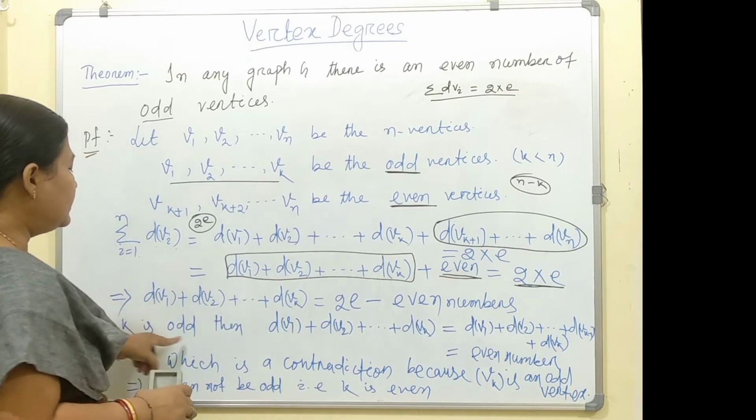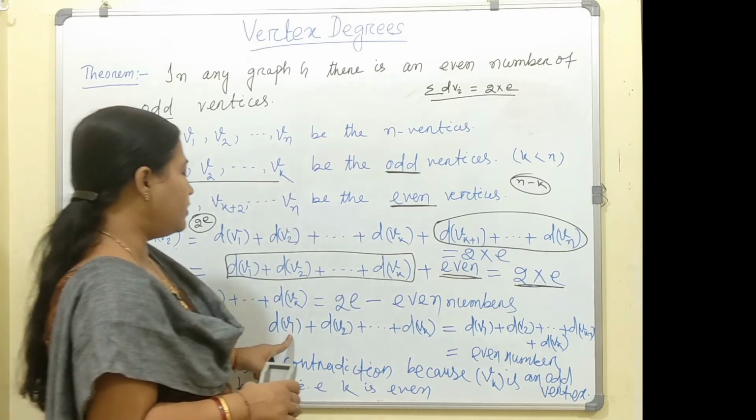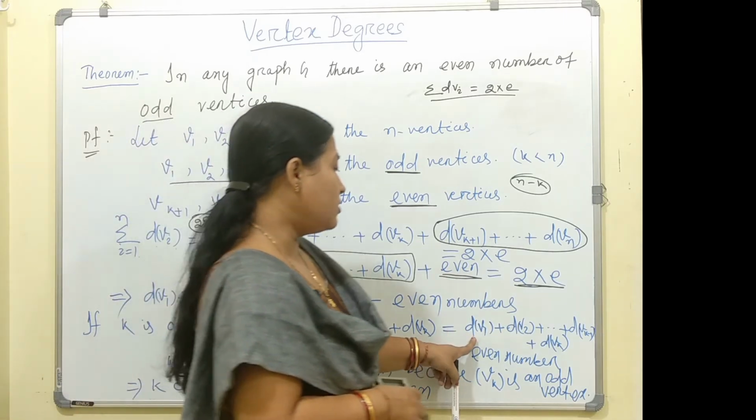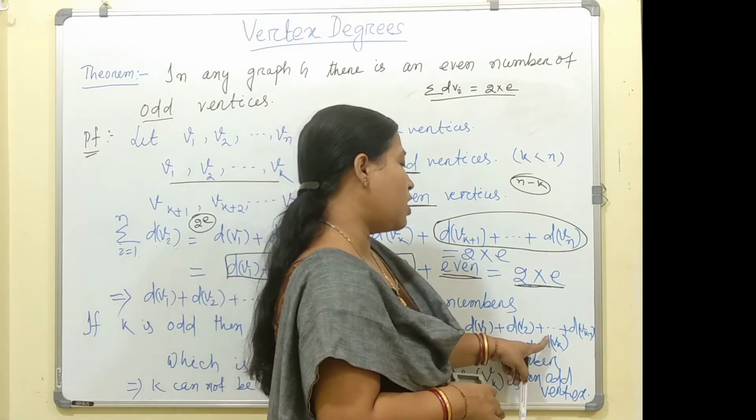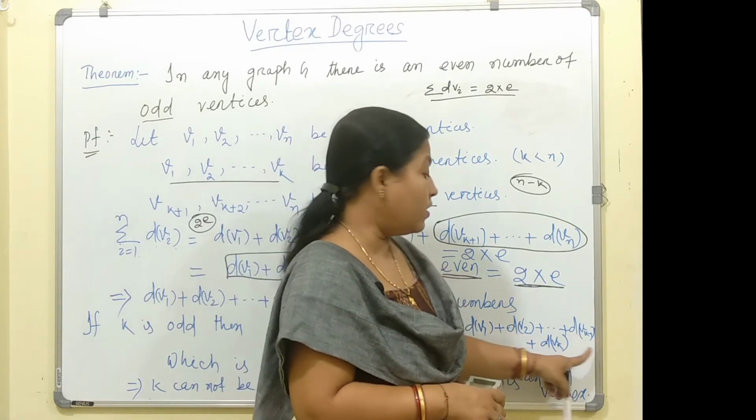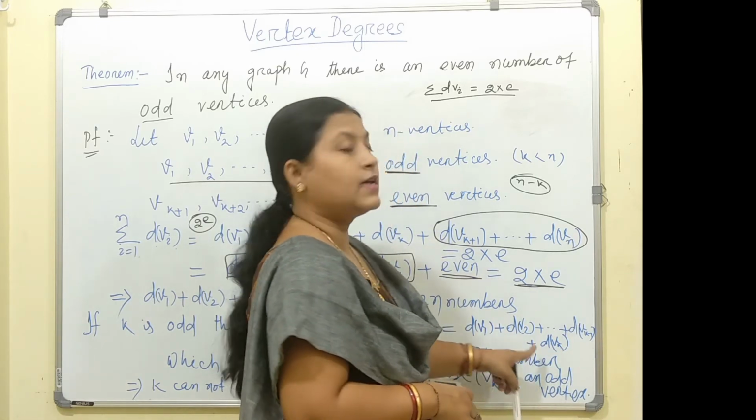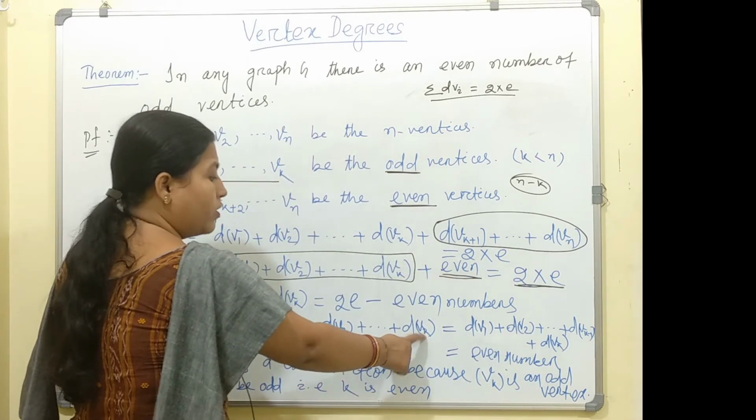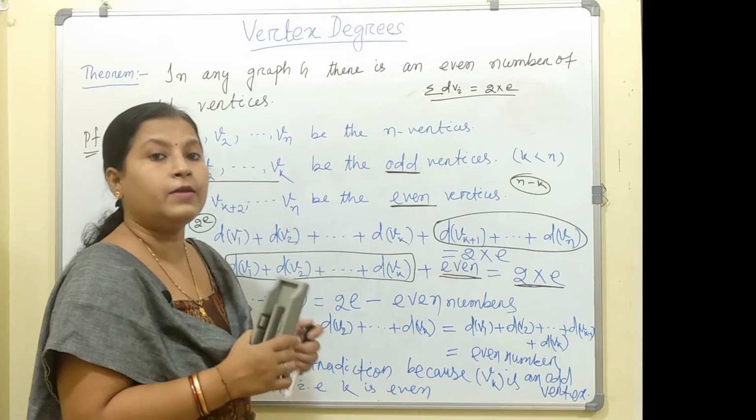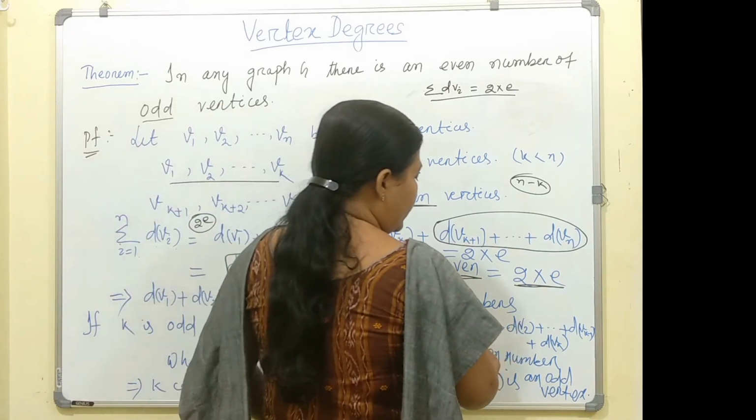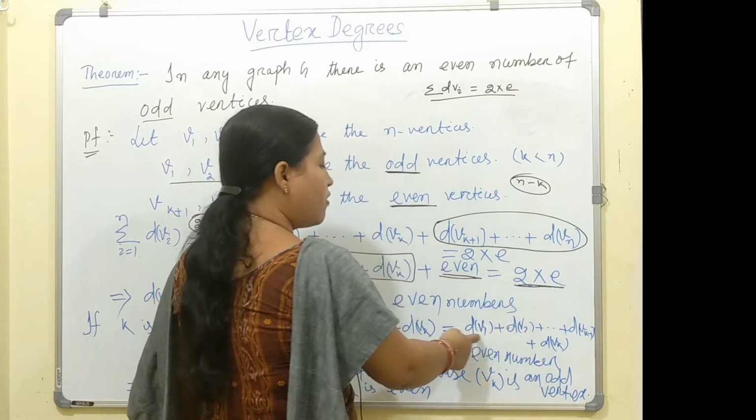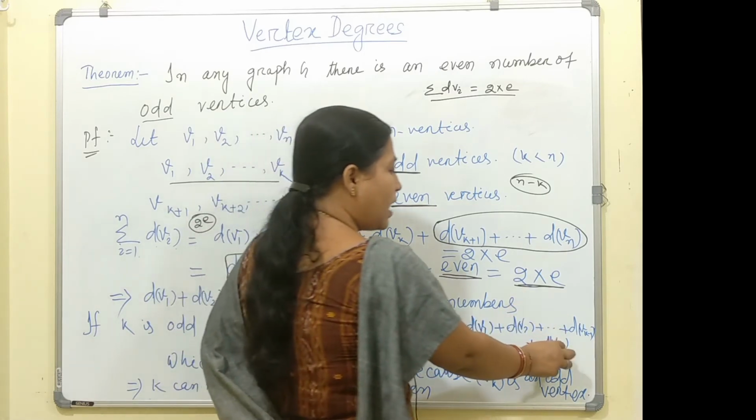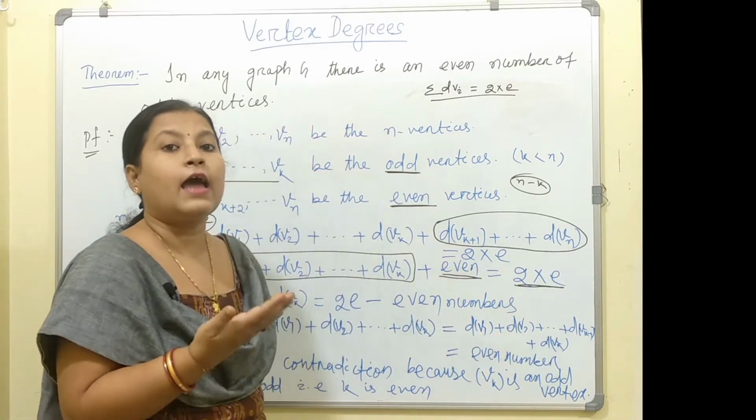Now we'll take k is odd. If k is odd, then degree of v1 plus degree of v2 plus up to degree of vk is equal to degree of v1 plus degree of v2 plus up to degree of v(k-1), plus degree of vk. Since k is odd, k minus 1 is an even number, and the addition of an even number of odd numbers is an even number. So when we add another odd number, we get an odd number.